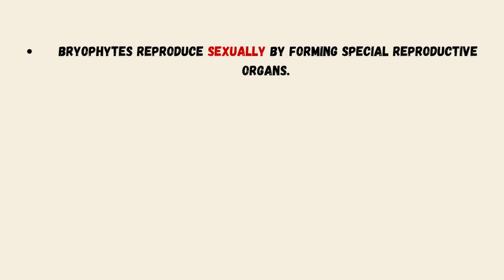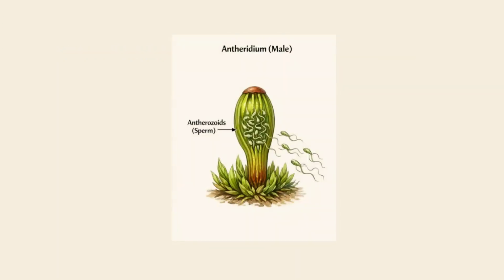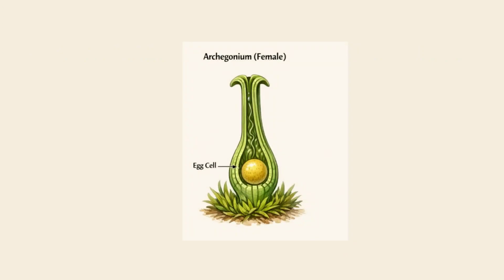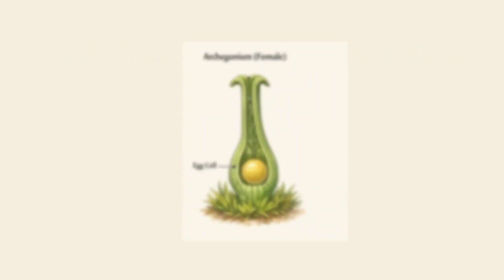Now let us understand reproduction in bryophytes. So bryophytes reproduce sexually by forming special reproductive organs. The male reproductive organ is called antheridium and it produces motile sperms known as antherozoids. The female reproductive organ is called archegonium, which is flask shaped and produces a single egg.